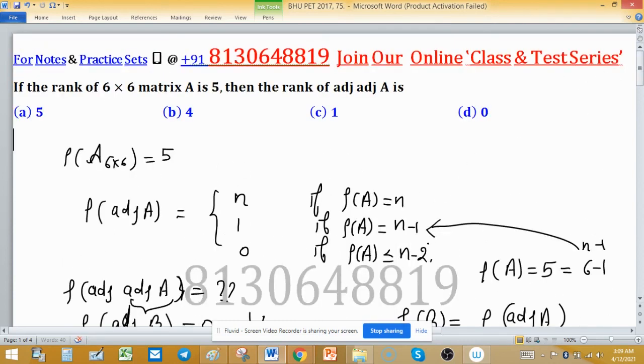Try to understand how I calculated the rank. So option D is correct.